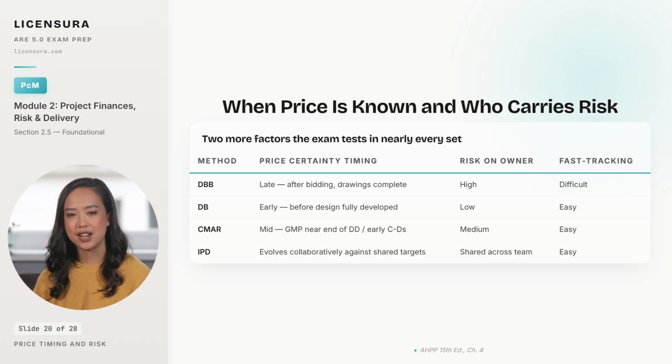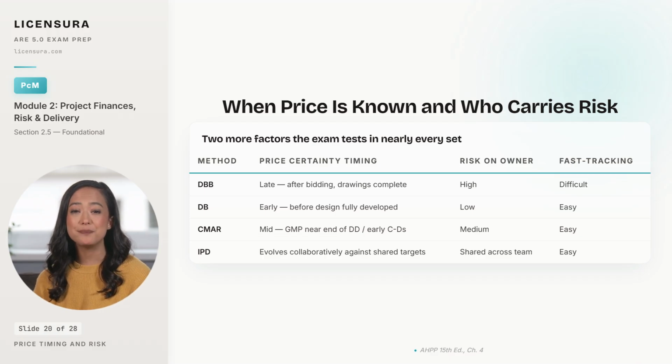Under CMAR, the GMP typically lands near the end of design development or into early construction documents. The owner gets a price commitment well before drawings are complete, but only after enough detail has been developed for the construction manager to price reliably. Under IPD, there is no single price certainty moment. The team works against shared cost and schedule targets that evolve collaboratively, and the risk is distributed across all parties through the at-risk profit pool.